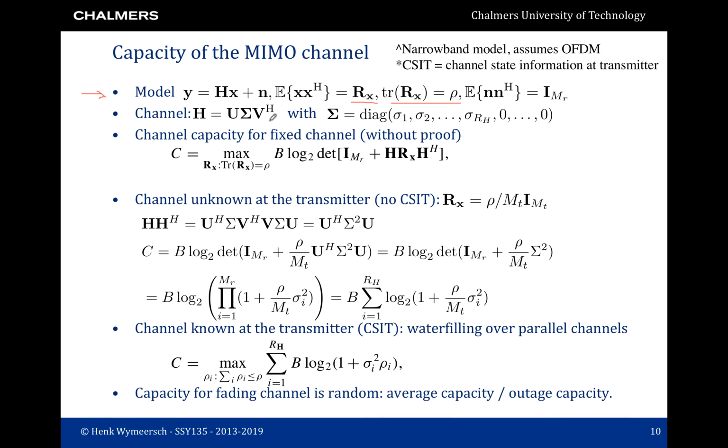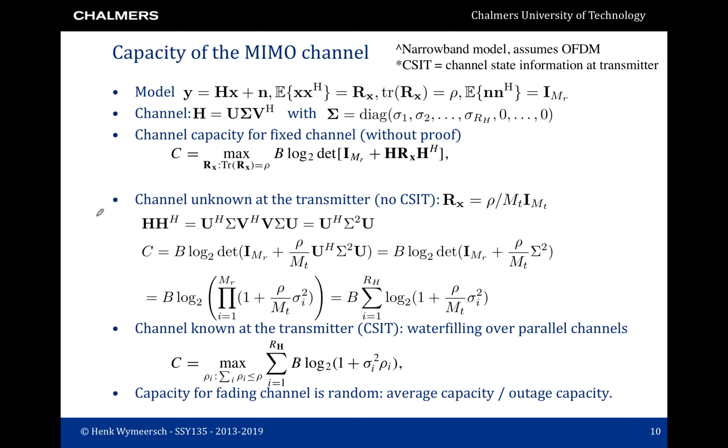The channel can be decomposed using a singular value decomposition, where sigma is the matrix containing the singular values along the diagonal. We accept without proof that the channel capacity of a MIMO system for a fixed channel is given by the following expression. B is the bandwidth, H is the channel, R is the transmit covariance, and again we enforce a certain transmit power. If we have one transmit and one receive antenna, this expression reverts to the standard single input, single output channel capacity.